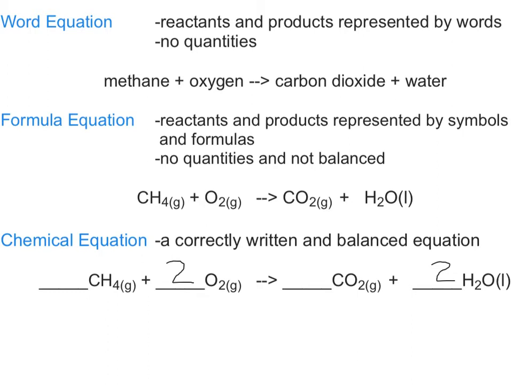Before I feel like I'm finished, I need to go through and check each element again. 1 carbon, balanced. 4 hydrogens, 4 hydrogens, that's balanced. Now I look at the oxygens. 2 times 2 is 4 oxygens right here. I have 2 oxygens plus 2 more oxygens right there, 4. It is now balanced. And I have a correctly written balanced equation. It's the formula equation with the states of matter and the proper coefficients to make it balanced.